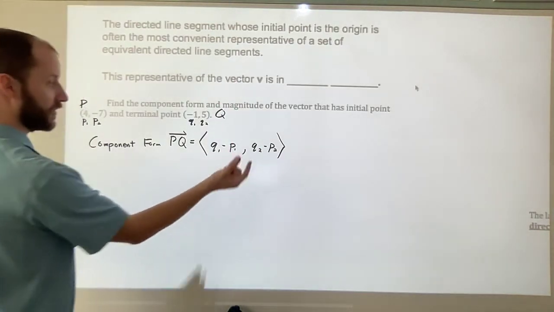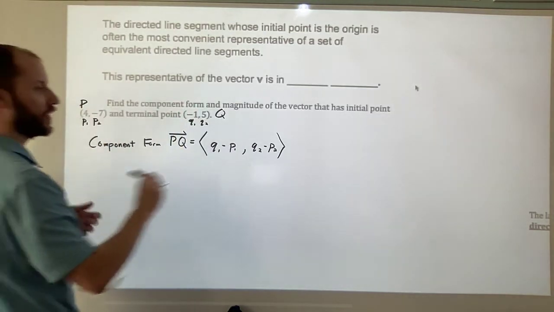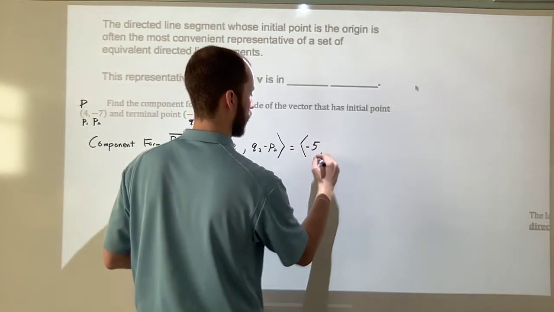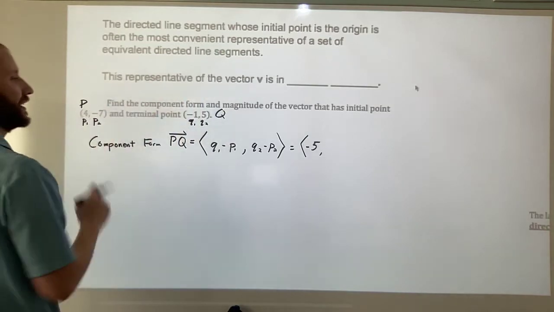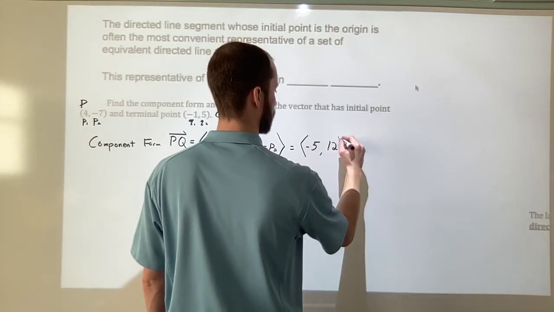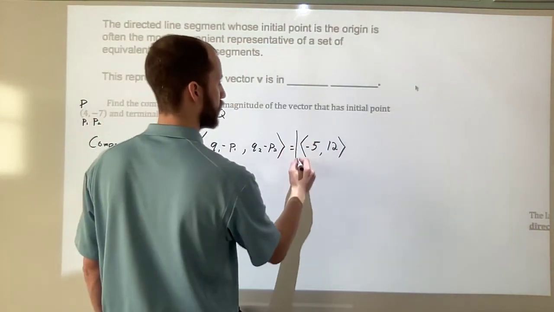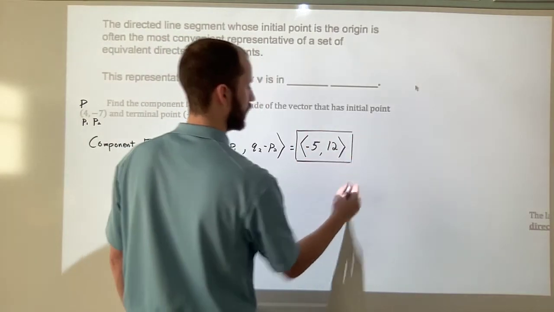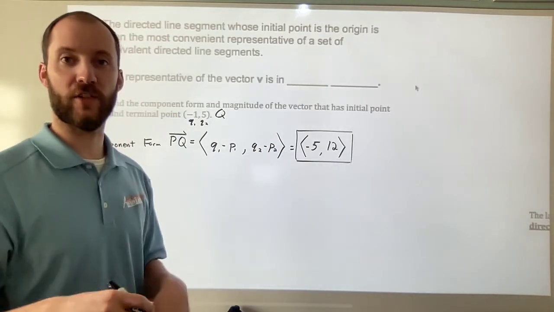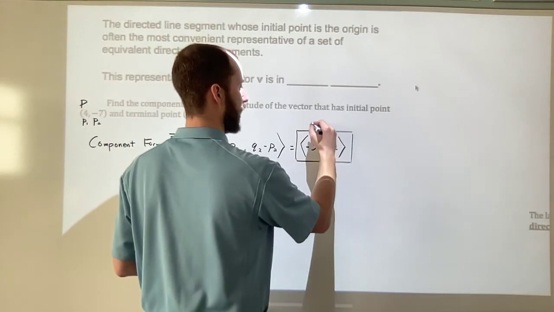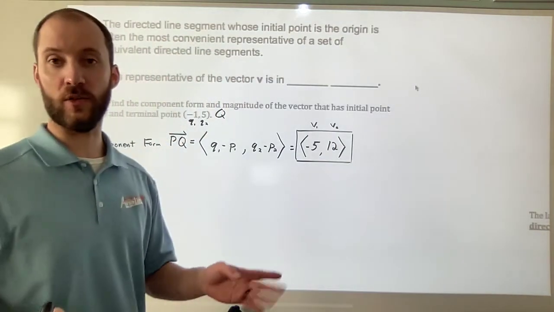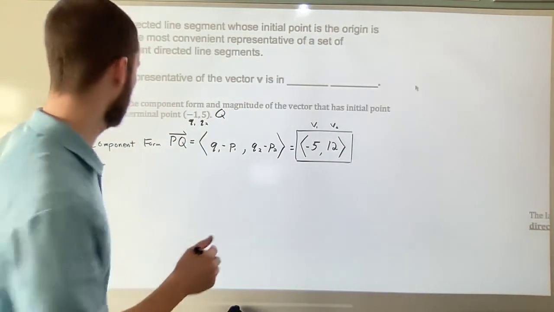So doing this arithmetic, -1 minus 4, -5, and 5 minus -7 to get 12. So we have component form of that vector. And if we want to, we could say this vector is a vector v. And we could say -5 is v1, 12 is v2. So if we wanted to, we don't have to, but we have the option to.